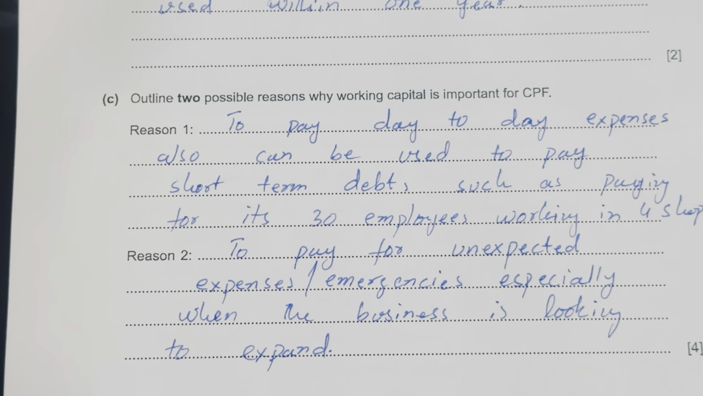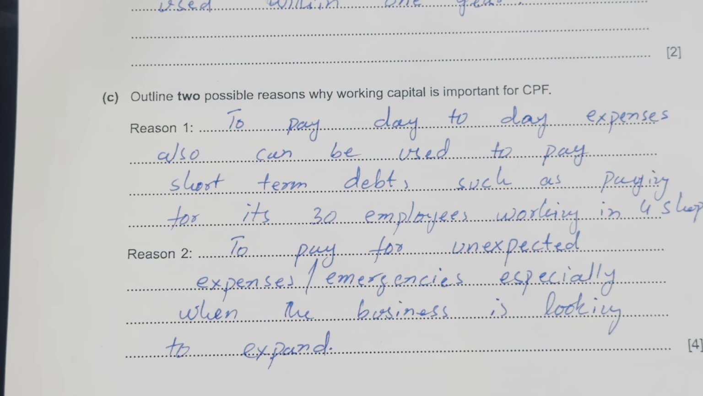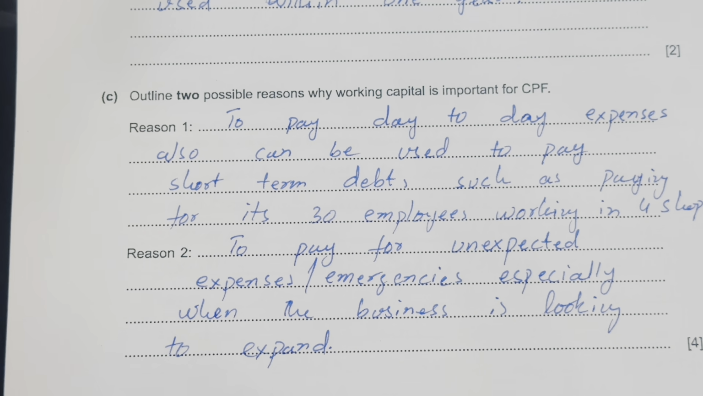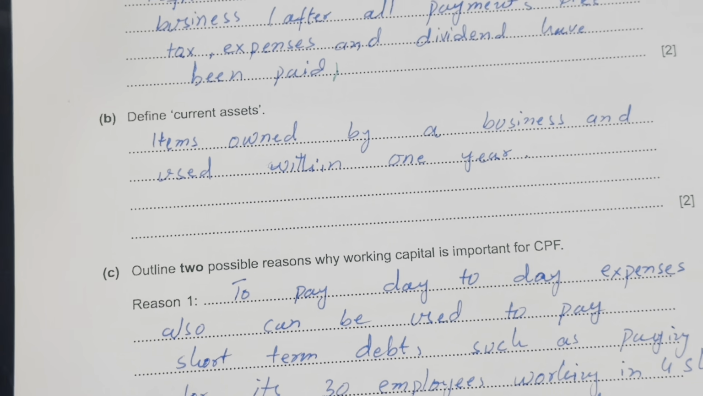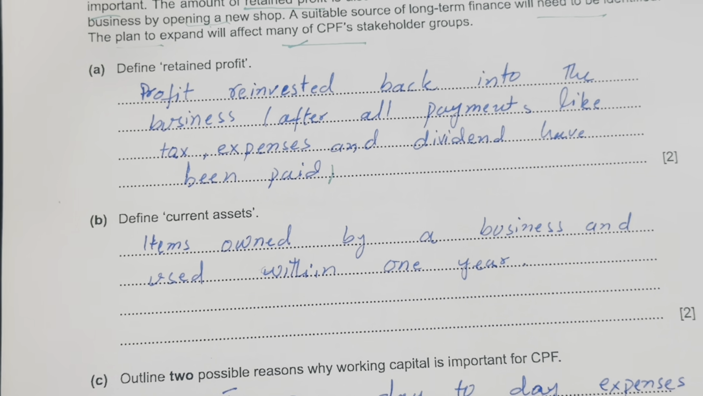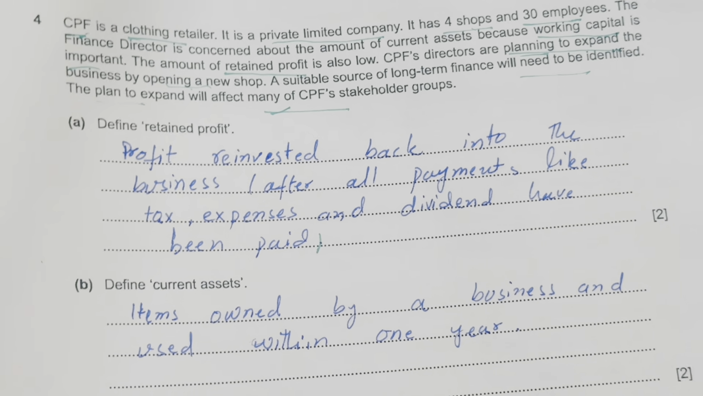Reason number 2, to pay for unexpected expenses like emergencies. When the business is looking to expand, working capital is also increased. In this case, CPF is thinking about opening a new shop.